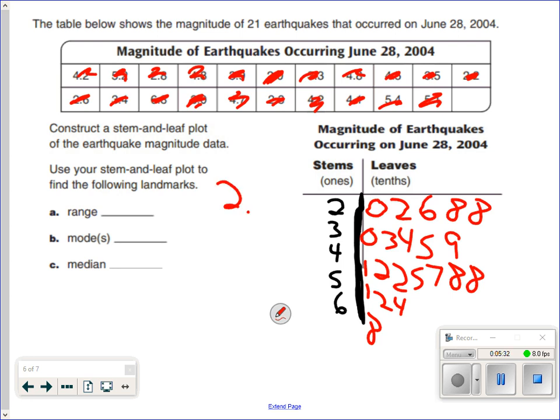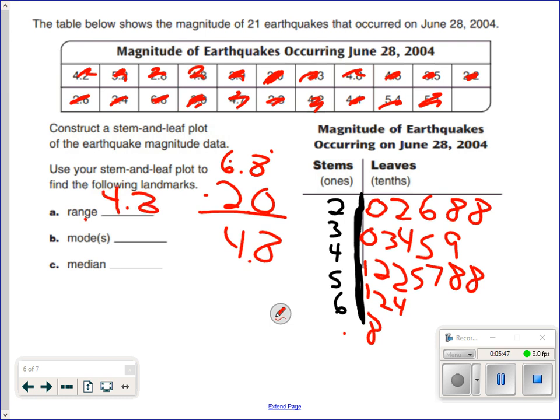Smallest is going to be a 2.0. Oh, I can look at this data here. My largest is 6.8. So what's my range? I have to subtract those two. 8 minus 0 is 8. 6 minus 2 is 4. 4.8 is my range.